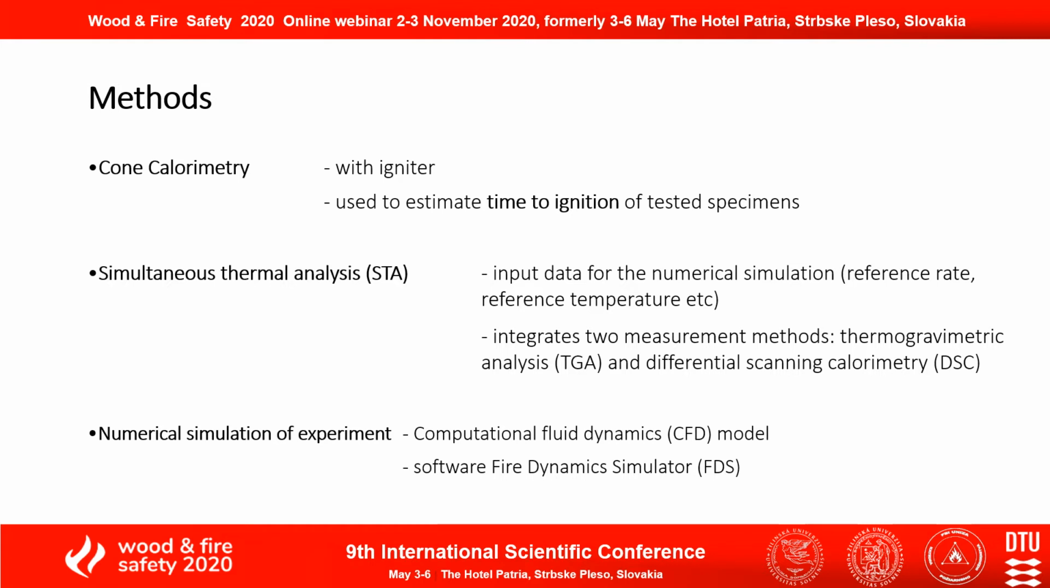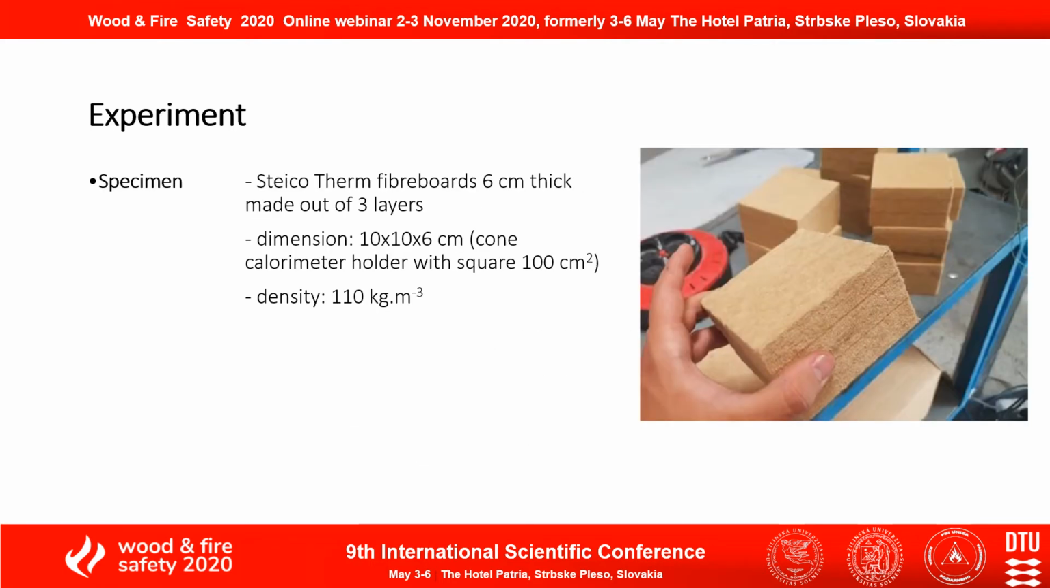Simultaneously to the laboratory experiment, a numerical simulation of cone calorimetry was carried out. Burning was modeled using the Fire Dynamics Simulator, known as FDS, which is widely used for CFD models. As the low-density fiberboard, Steicotherm fiberboards were chosen, which are 6 cm thick and are made out of 3 layers, as you can see also in the figure.